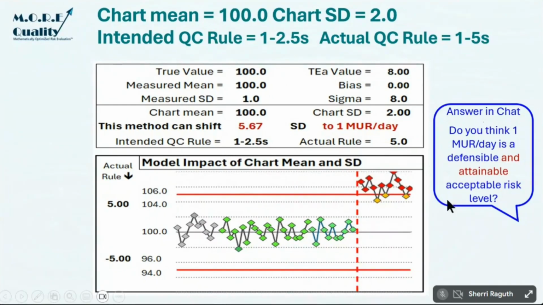Do you think that 1 MUR per day is a defensible and attainable acceptable risk level? I'll give you a moment to answer that. Is it defensible? Is it attainable? Sure, it would be nice, but can we really do that?